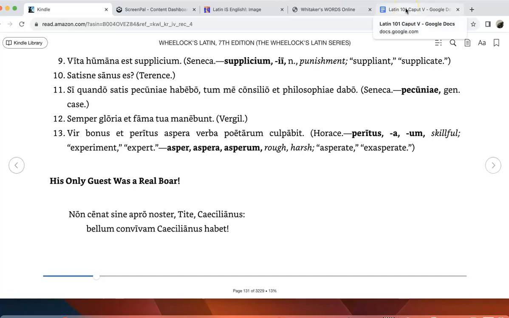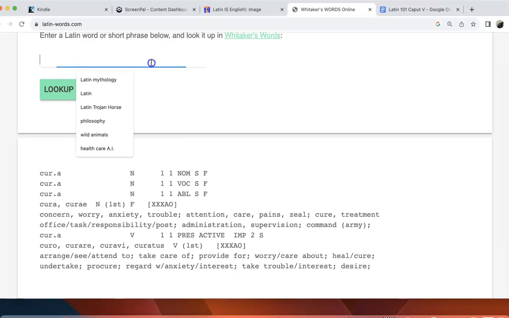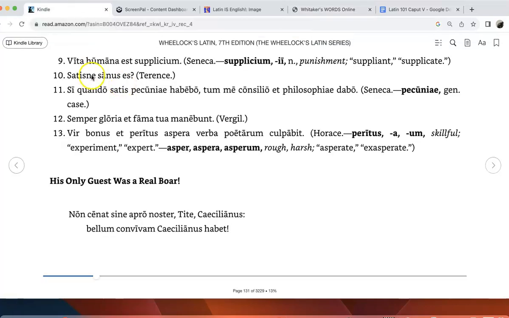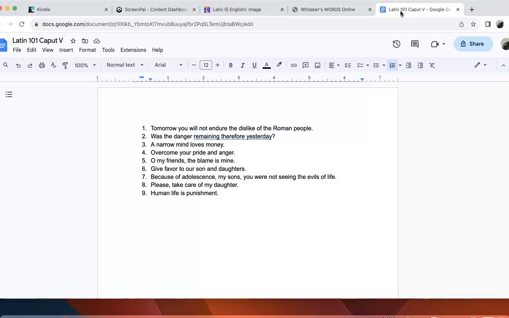Now, sanos can also mean healthy. It's where we get the word sanity. So it's one of those where you have to look at the context. Could mean sound, healthy, sensible, sober, sane. So we don't have the context. But of course, it really doesn't matter. Well, it does, but I think we're just going to choose one. So are you probably healthy enough? Sane seems too philosophical for Terence, who was kind of a comedian, so we'll go with health.